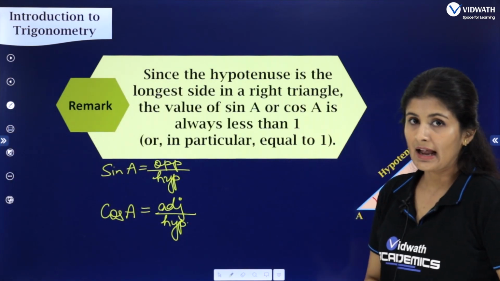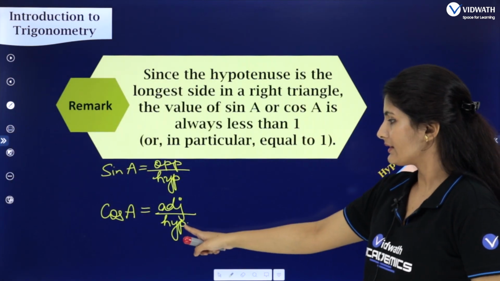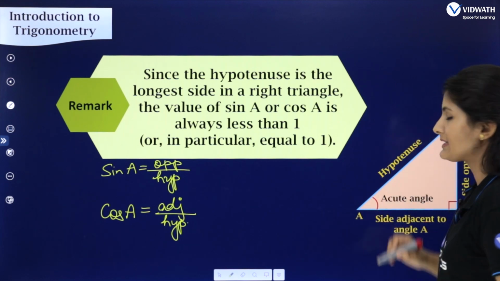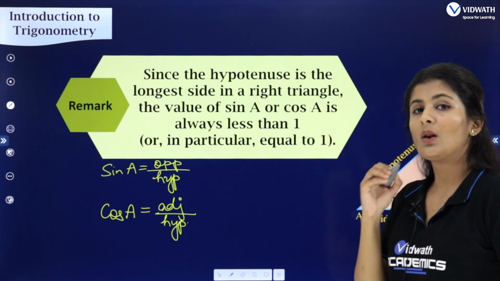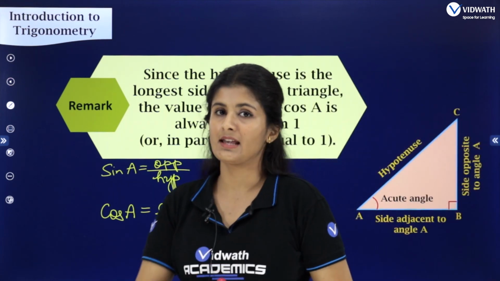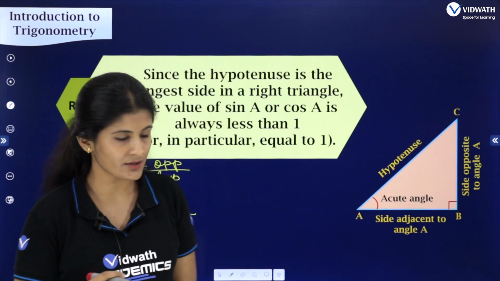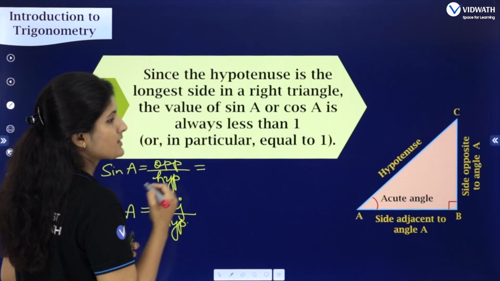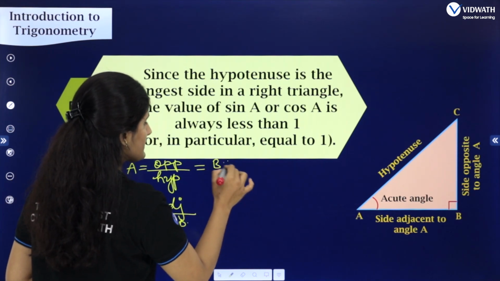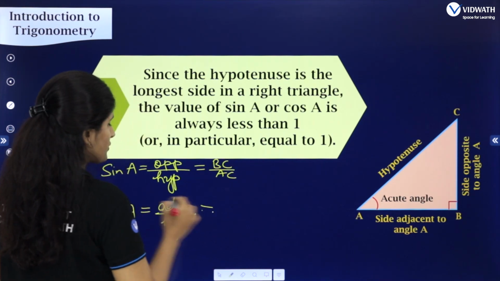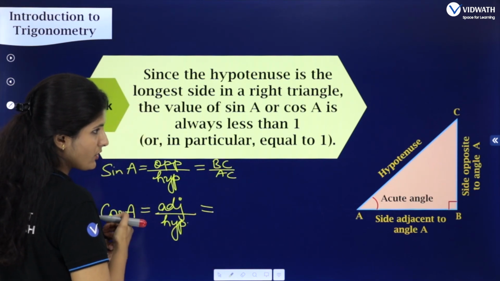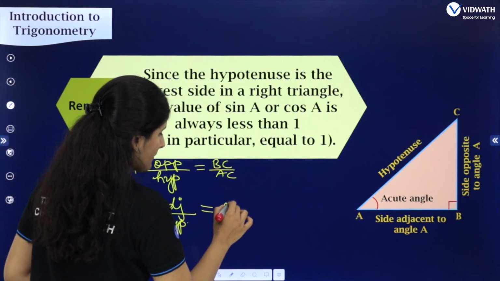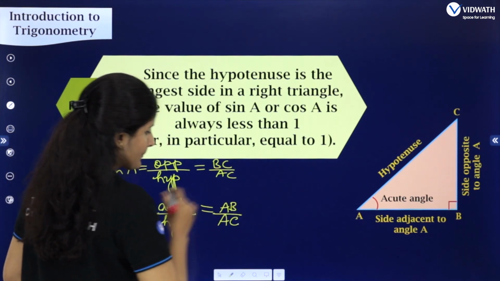In a right-angled triangle, the hypotenuse, that is AC, is always the longest side. This is the property of a right-angled triangle. Here, sine A, that is opposite by hypotenuse, will be nothing but BC by AC. In this case, cos A, which is adjacent by hypotenuse, will be nothing but AB by AC.